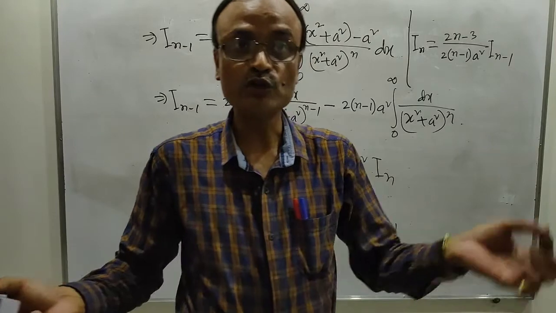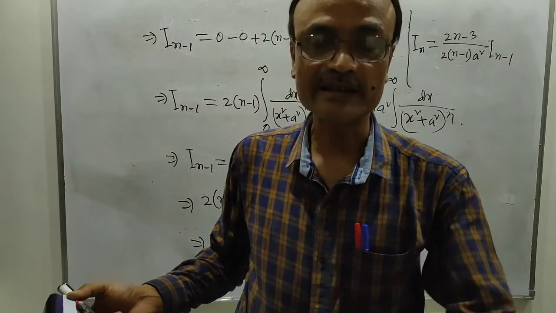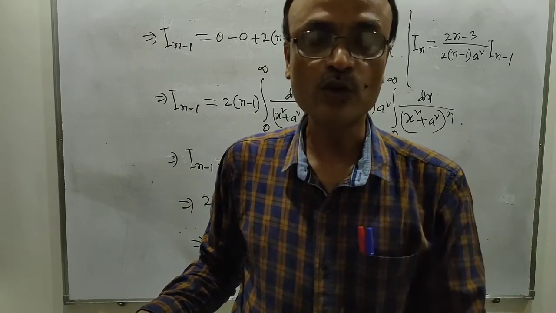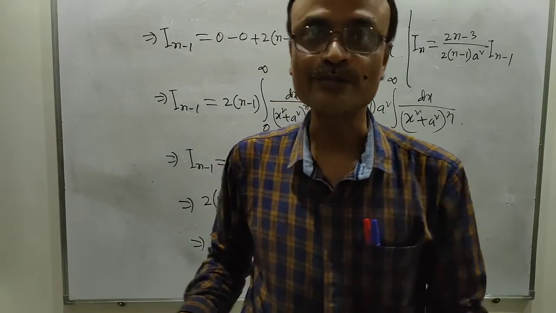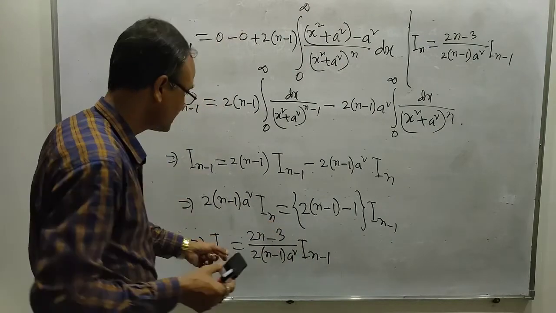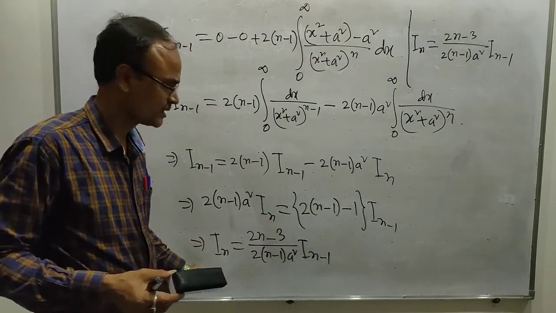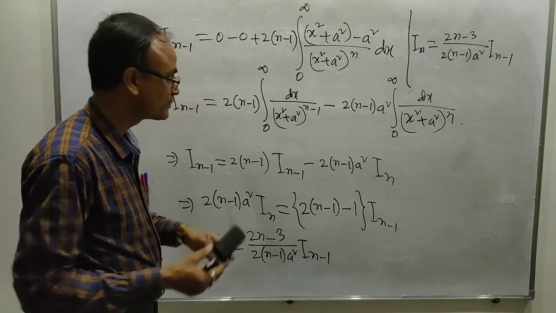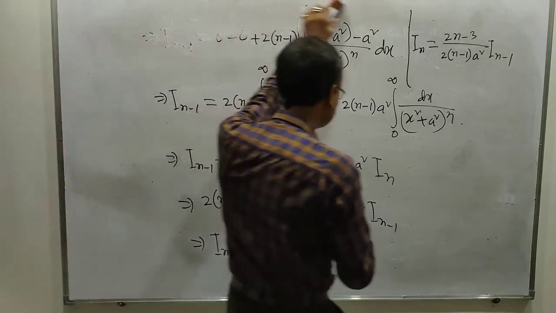Now I am going to apply this to evaluate the integral from 0 to infinity of 1 by (x square plus a square) whole to the power 4. I am going to apply this when n is equal to 4.